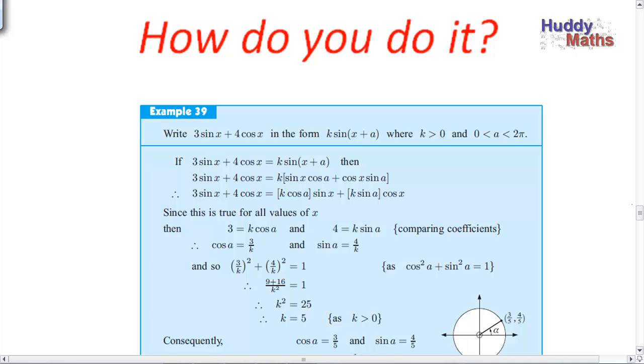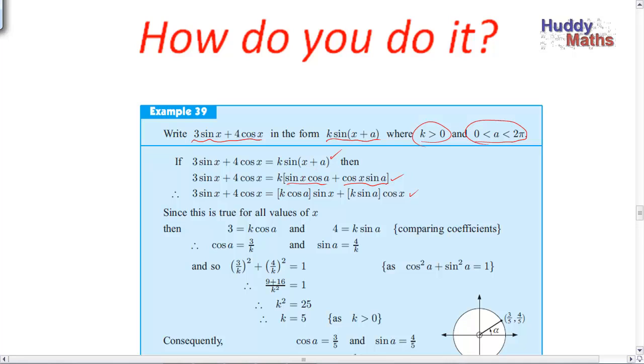Good question, Huddy. Here are more screen clippings from Hayes and Harris publications. So here we are, let's do it. We want that in this form where k is positive and alpha is some angle on the first revolution. We want the angle to be as small as possible. So if that's going to be equal to that, then expanding this side, sine cos plus cos sine, that's the addition formulae, and then we get this.